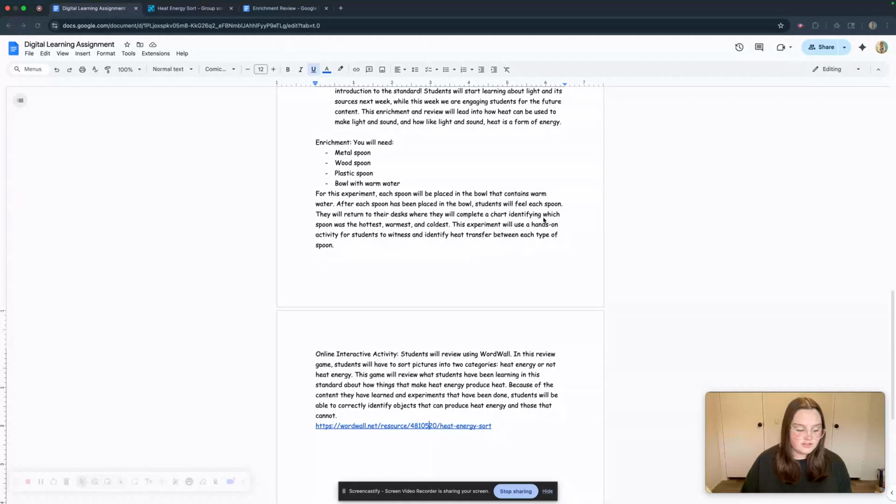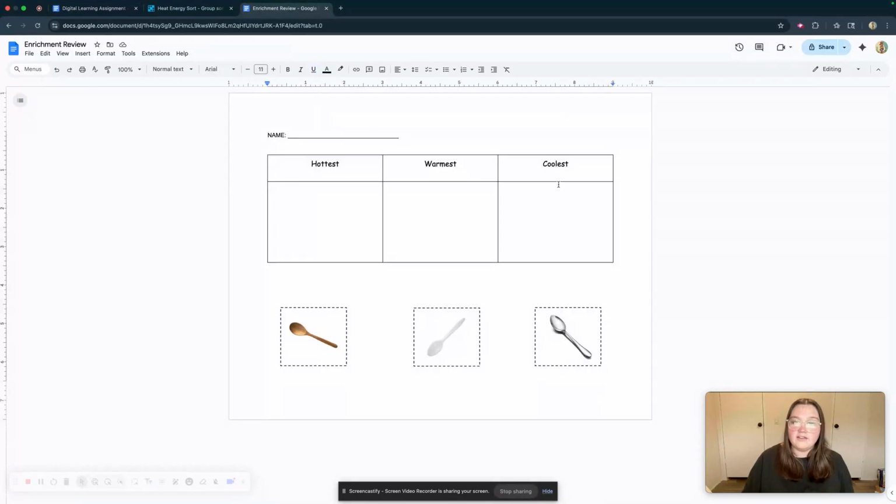For the enrichment, there's a couple things you'll need: a metal spoon, a wooden spoon, a plastic spoon, and a bowl of warm to hot water. What you'll do is place all of these spoons into the hot water. Then take them out after a minute of sitting and have students feel each of the spoons. Then have them return to their desk and they're going to complete a chart like this one.